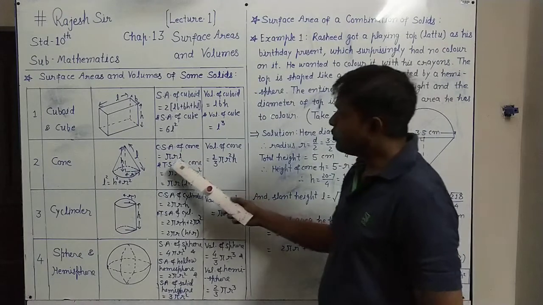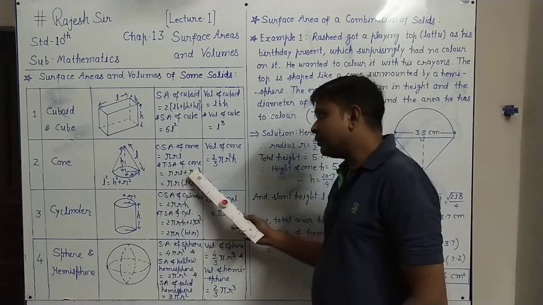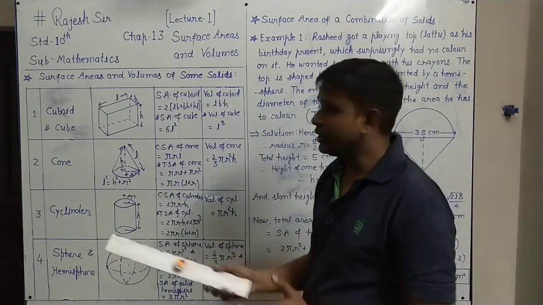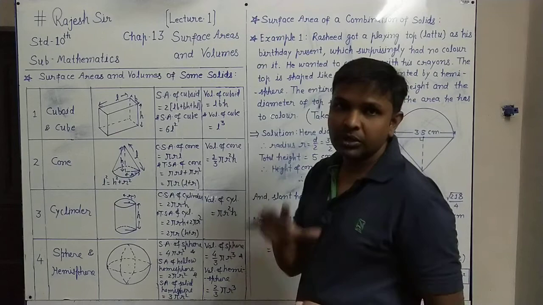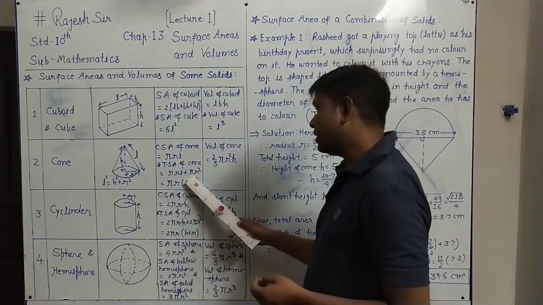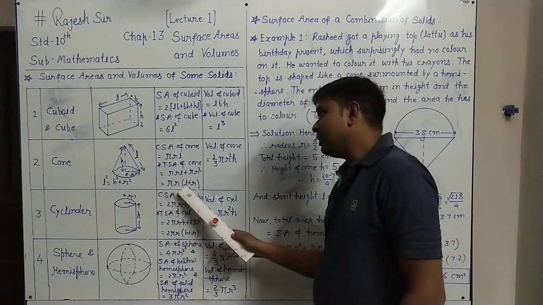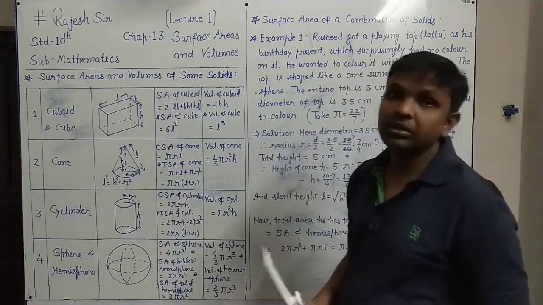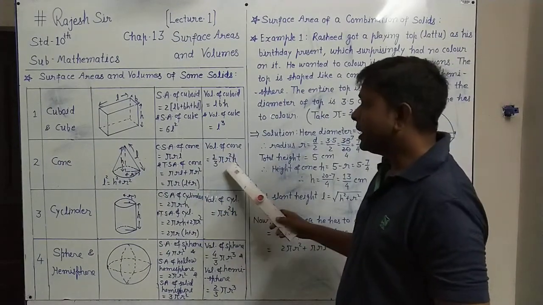The CSA of a cone, that is the curved surface area, is pi r L. For TSA of the cone, we have to close the cone with a circle. So CSA pi r L plus the circle's area pi r square is added. Pi r is common, so the remaining is L plus r. Pi r (L + r) is the total surface area of the cone. The volume of a cone is 1 by 3 pi r square H.